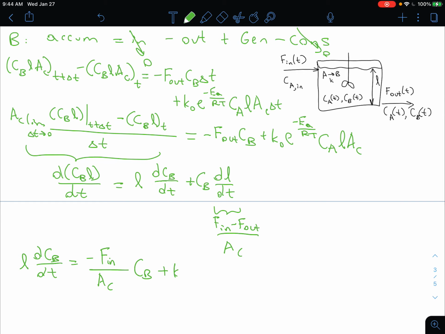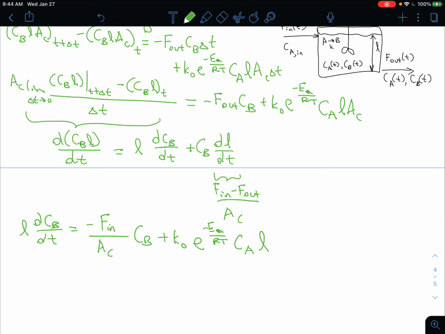It's a generation term. Plus k naught e to the minus Ea over RT. Looks like there was a negative sign error in my notes. A_c CA L. Oh wait, I have not divided by... Oh yeah, okay, no, that's fine. So I can divide through by L and put the L here and get rid of it there.